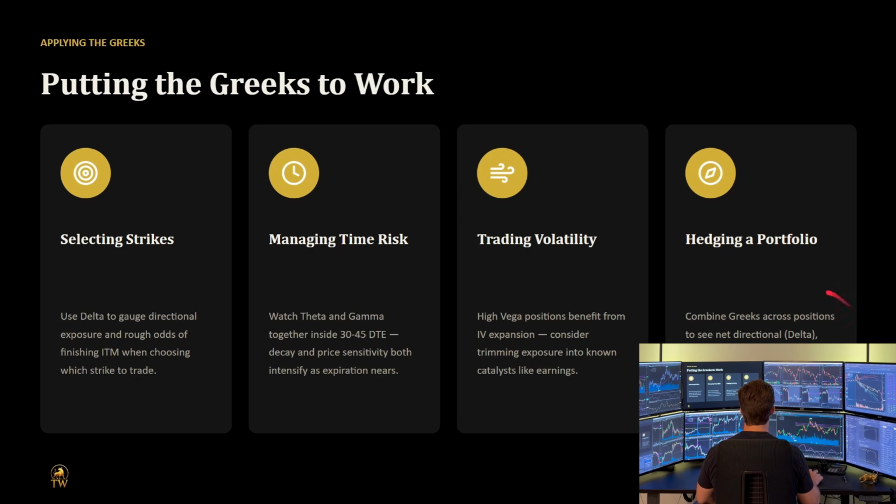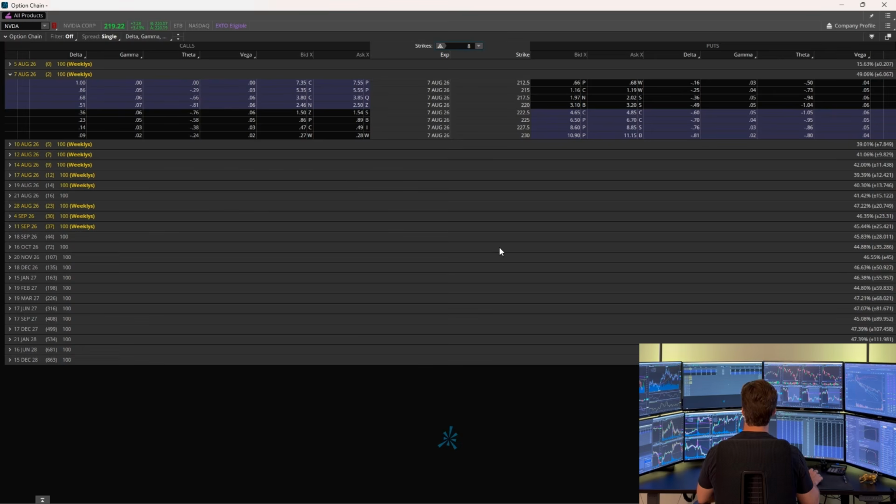And a great way to hedge your portfolio is combining all of these Greeks across positions to see net direction, such as your delta, your acceleration, also known as gamma, your time decay, known as theta, risk at a single glance.